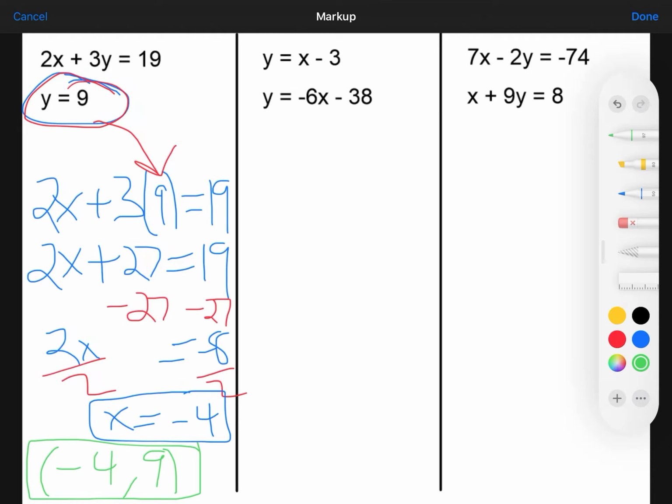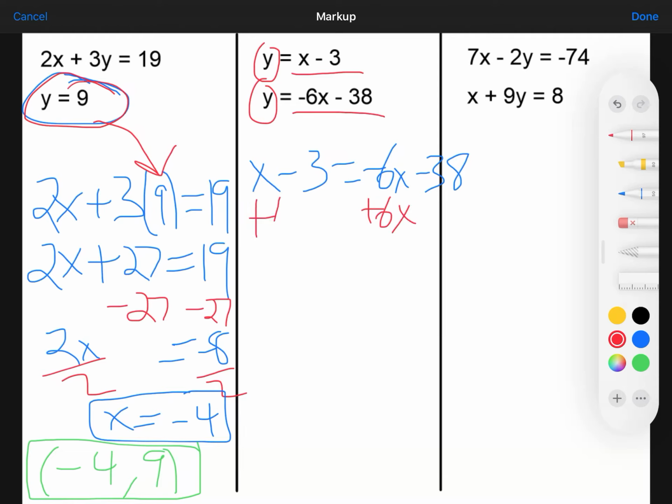Second type of substitution problem is when they don't give you x or y already, but they give you 2 things that y is equal to. Notice y is equal to x minus 3, y is equal to negative 6x minus 38. Based on a property called the transitive property, if 2 equations are equal to the same thing, then those 2 halves of the equations have to be equal to each other. X minus 3 has to equal negative 6x minus 38. So when you see a problem like this, you can just simply start by setting it up and saying, oh, we can set the 2 parts equal to each other. Solve it out like a 3-step equation like you've been doing all year.